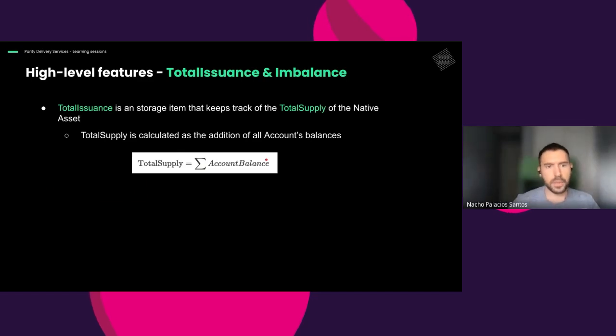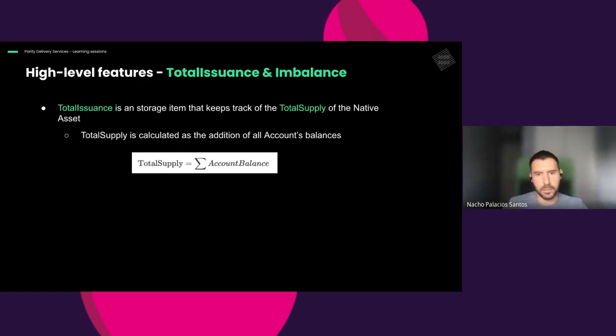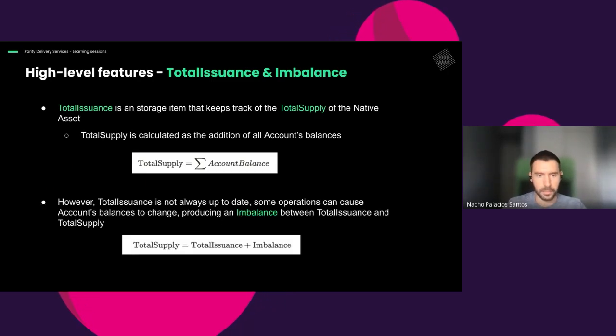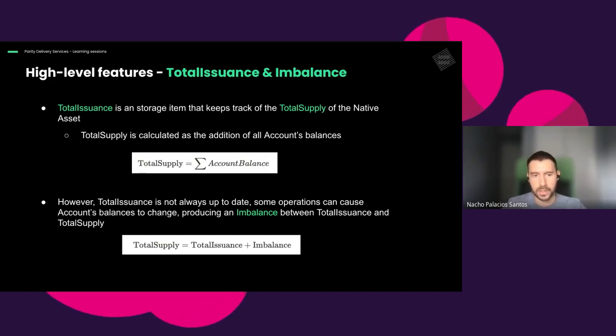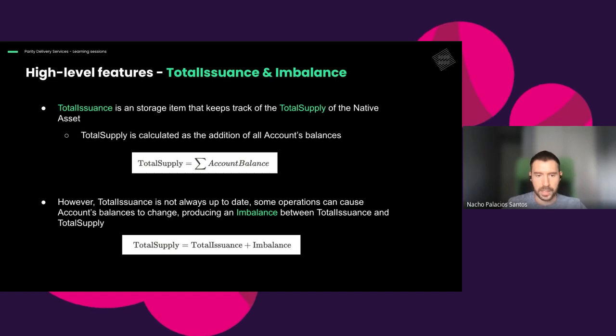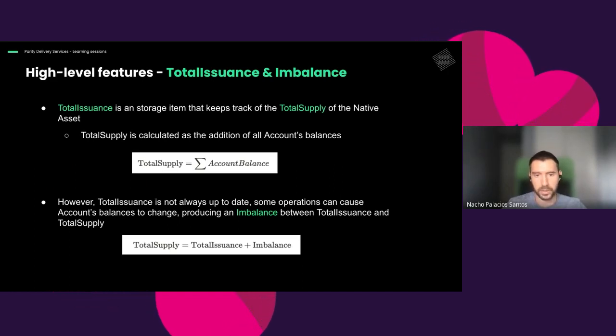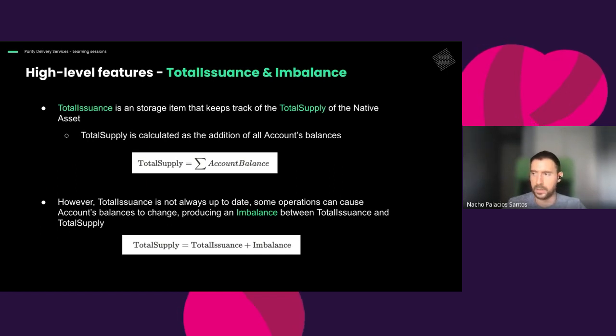TotalIssuance and imbalance. TotalIssuance is a storage item that keeps track of the total supply of the native asset. Total supply is calculated as the addition of all account balances. However, TotalIssuance is not always up to date. Some operations can cause account balances to change, producing an imbalance between the TotalIssuance and total supply. Therefore, what we are looking for is that total supply matches TotalIssuance plus imbalance. If the imbalance is 0, then we expect that total supply is equal to TotalIssuance.